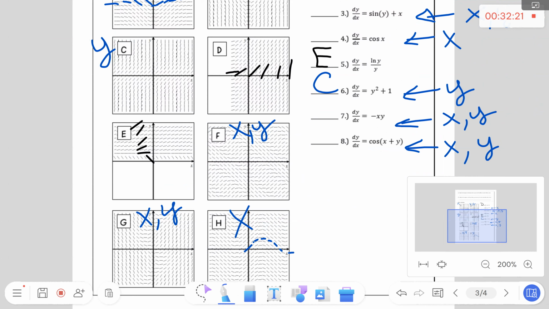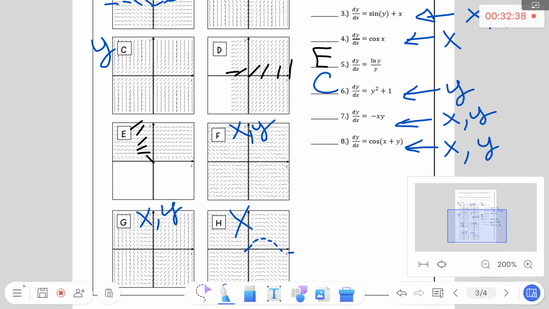No. Should be the natural log. Wait, say it again. What's the question? Would F be natural log? Because it's got... I'm trying to make myself do this. No, we got some wavies in there.